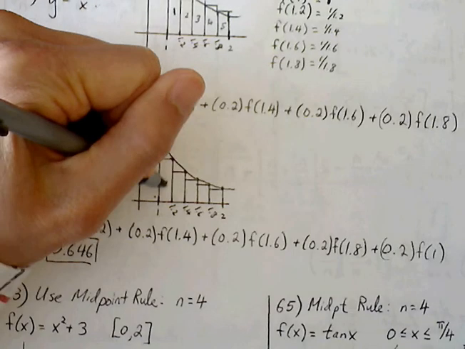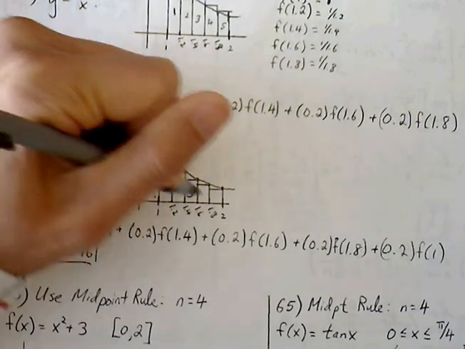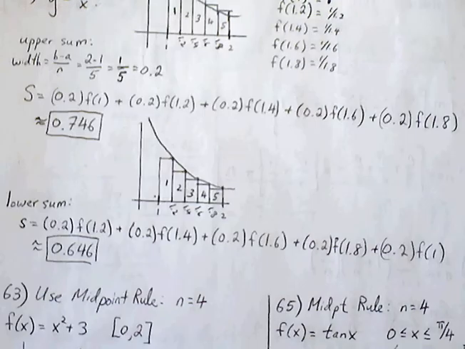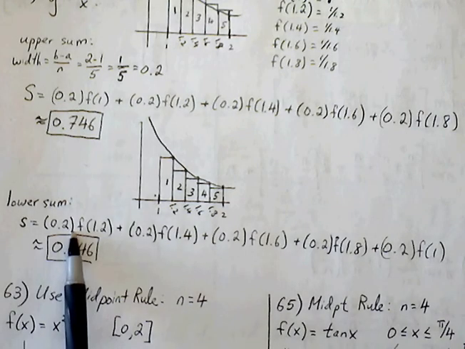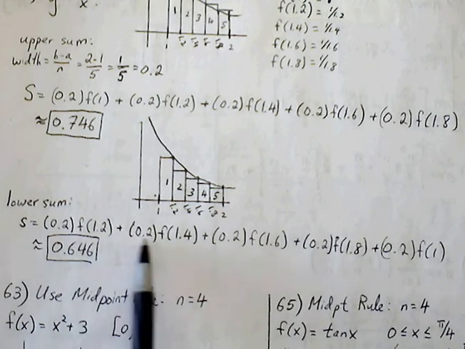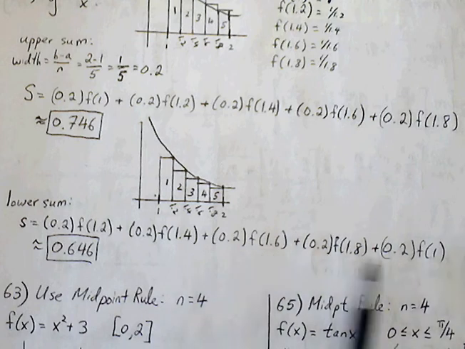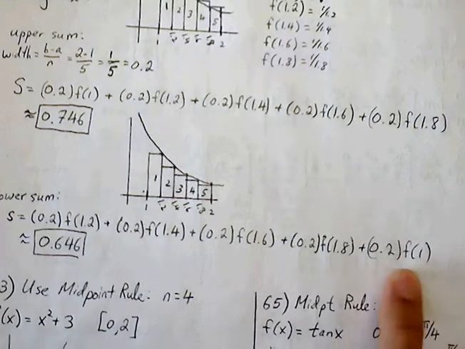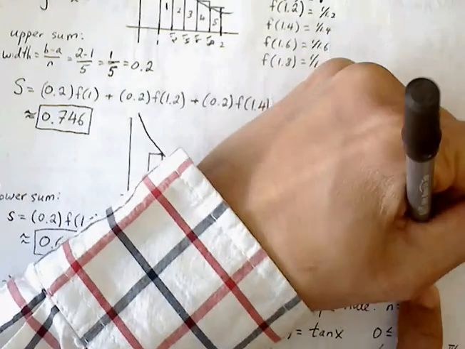So again, 1, 2, 3, 4, 5. Same thing as before, width times height for each rectangle. I'm sorry, this should be f of 2.